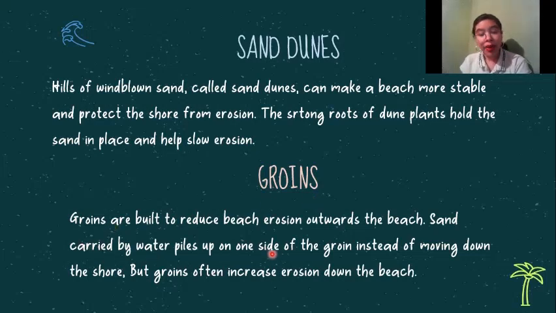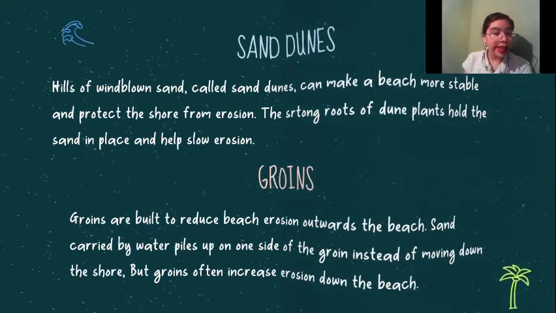Sand carried by the water piles up on one side of the groin instead of moving down the shore, but groins often increase erosion down the beach. So they reduce beach erosion in one place, but increase beach erosion in other places.